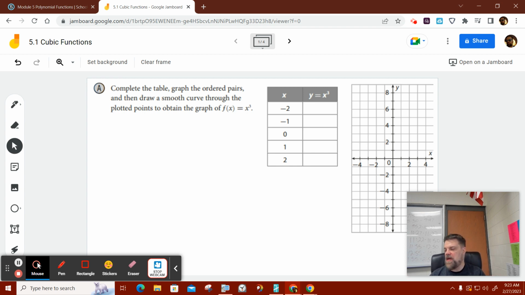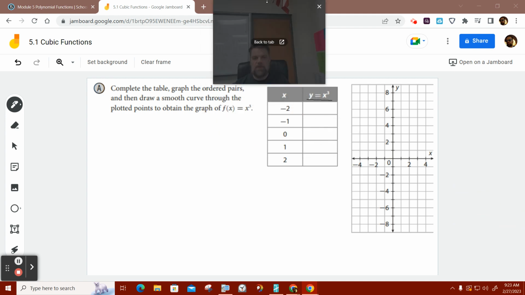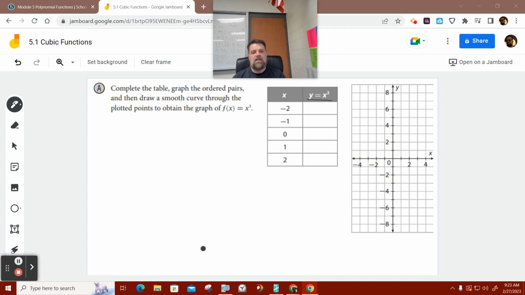Okay, so we're going to do polynomials because polynomials are very robust. Polynomials have all kinds of shapes. And particularly today, we're going to do what's called a cubic. So a cubic is x to the third power, okay? So the parent function of a cubic is just y equals x to the third power, okay? That has a very specific type of shape. Well, let's just plug in the numbers and see what it is.